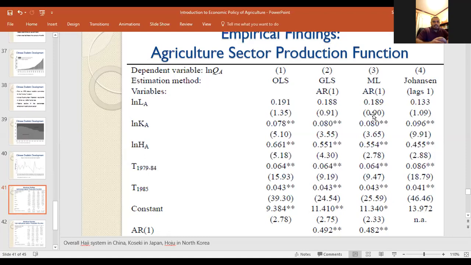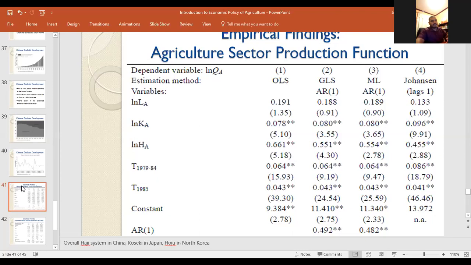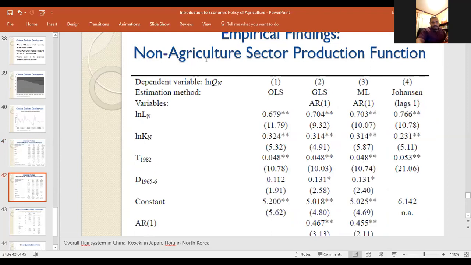Now, interestingly, in Guyana, the obverse occurs, where labor is actually in short supply and contributes tremendously to the production function. And that is, of course, as I found in some papers which I have done. So in the non-agricultural sector, Ortolani and Wei find that both capital and labor play an extraordinarily important role, or in econometric language, under the OLS, GLS, ML, and Johansen methods of estimation, that labor and capital are both statistically significant variables.